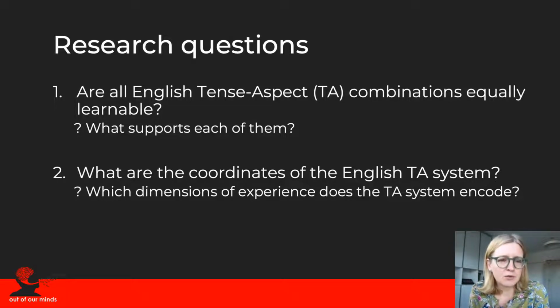So we will be asking 2 related research questions. Are all English tense aspect combinations equally learnable, and what information that is available in the context supports each of these tense aspect combinations? And we will use that information to determine what the coordinates are of the English tense aspect system. So which dimensions of experience does the tense aspect system encode if we don't tell it about tense and if we don't tell it about aspect?